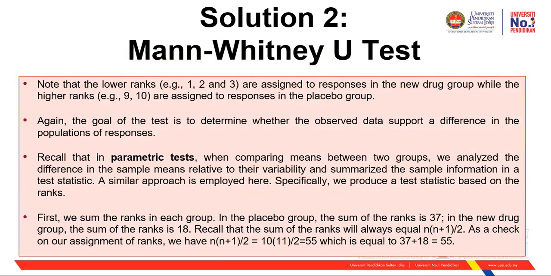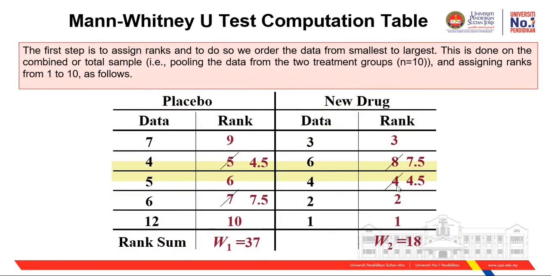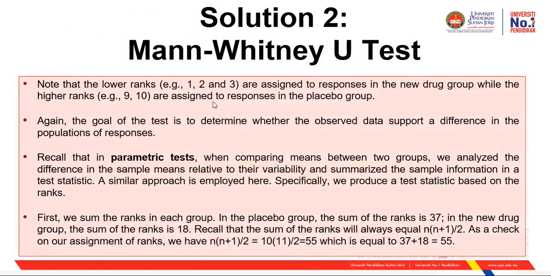So next, if you observe the data and the rank, you can see that the lower ranks are assigned to respond in the new drug, while the higher ranks are assigned to respond in the placebo group. What does this mean here? You see, 1, 2, 3 is the lowest rank, referring to the new drug. 9, 10, the highest rank, refer to placebo. Okay, so the rest here, nothing to explain, so you may read this.